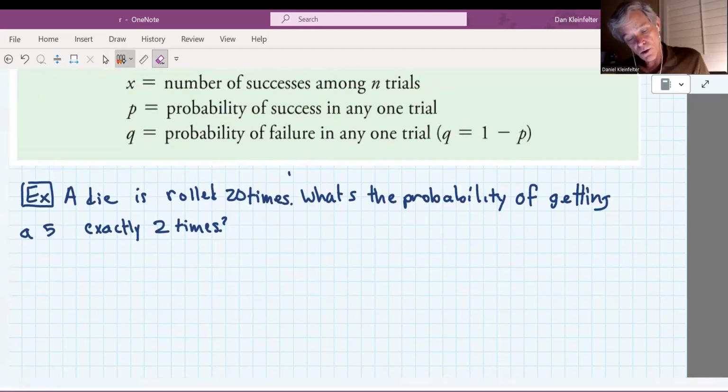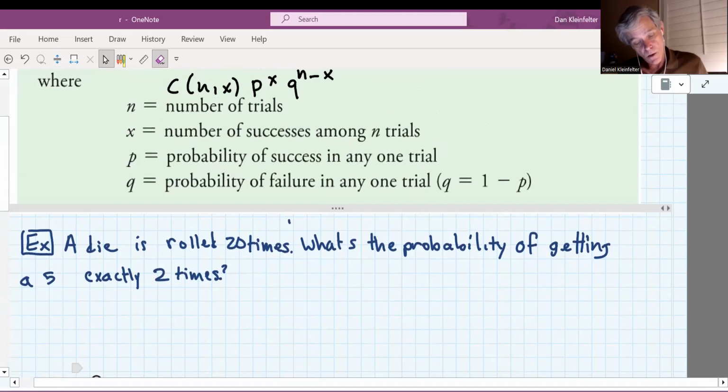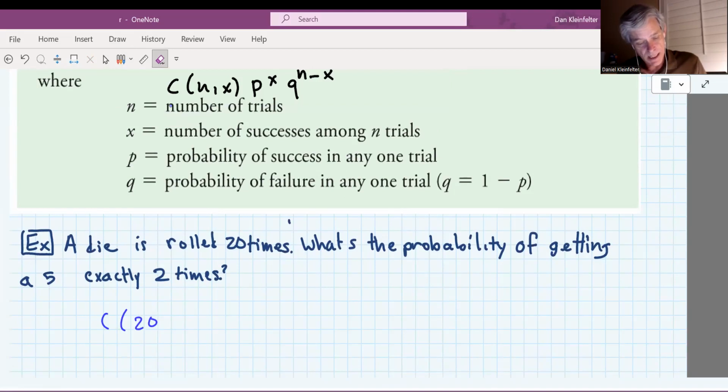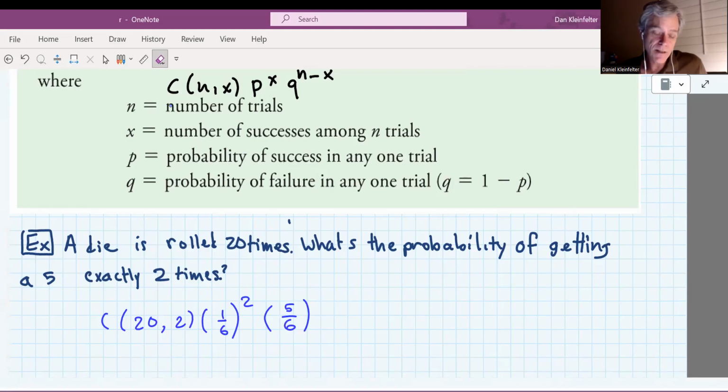Here it says a die is rolled 20 times. We want to know the probability of getting a 5 exactly 2 times. Okay, so following our formula, we're rolling a die 20 times. So C, 20, and then we wanted 2 successes. So that's our x. The probability of success, we wanted a probability of getting a 5. Well, there's a 1 in 6 chance of rolling a 5. That has to occur twice. And then failure would be the rest of the time. That's the other 5/6 chance. And that will occur the other 18 times.